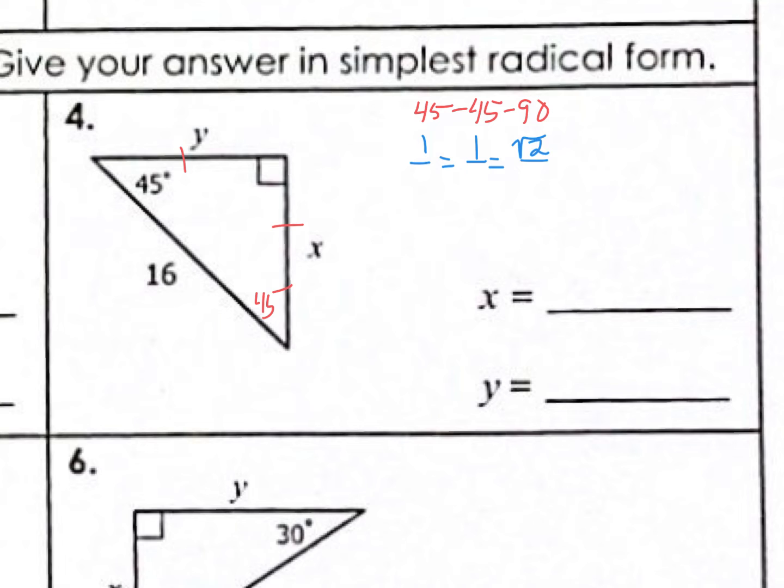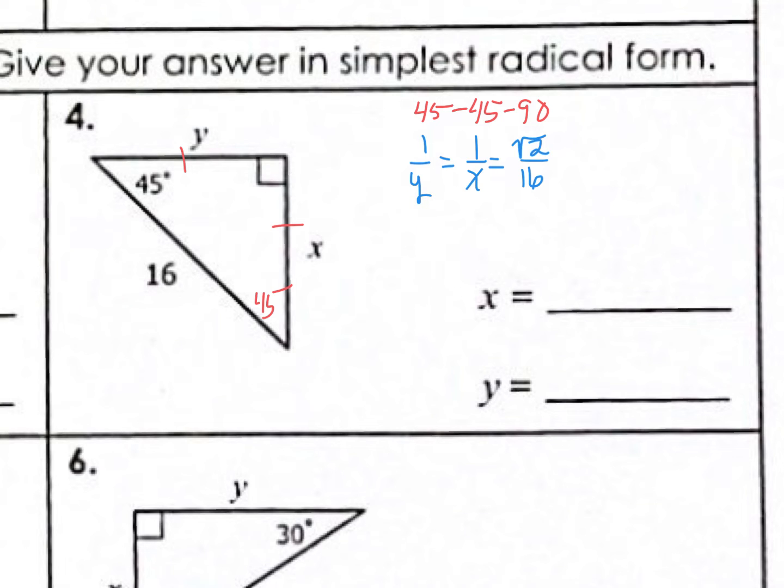And then below for the denominators, we're going to look at our problem and see what we have across from 45, across from the other 45, and across from the 90. Across from this 45, I have a y, so I'm going to put a y in. Across from the other 45, I have an x, so I'm going to put the x in. And across from the 90, I have 16, so in goes 16.